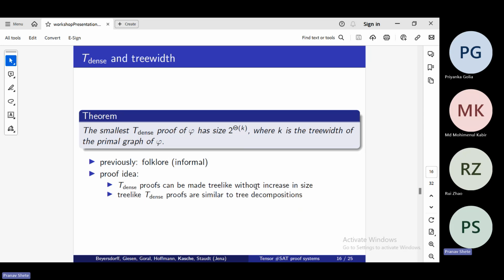The idea is that we can take a T-dense proof and make it tree-like without substantially increasing its size. And these tree-like T-dense proofs are really similar to tree decompositions, which are used to define the treewidth of this primal graph.